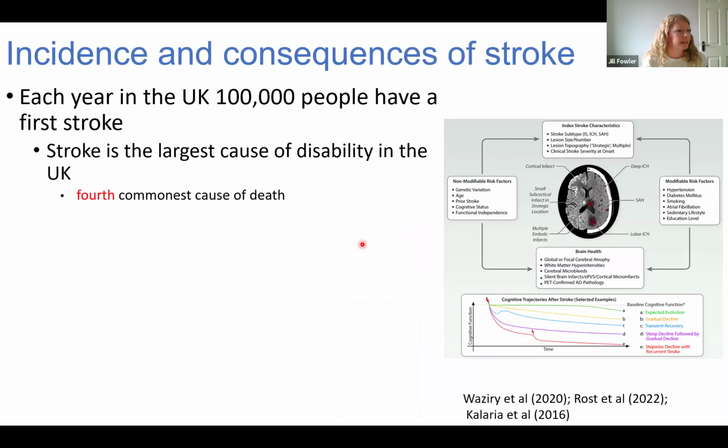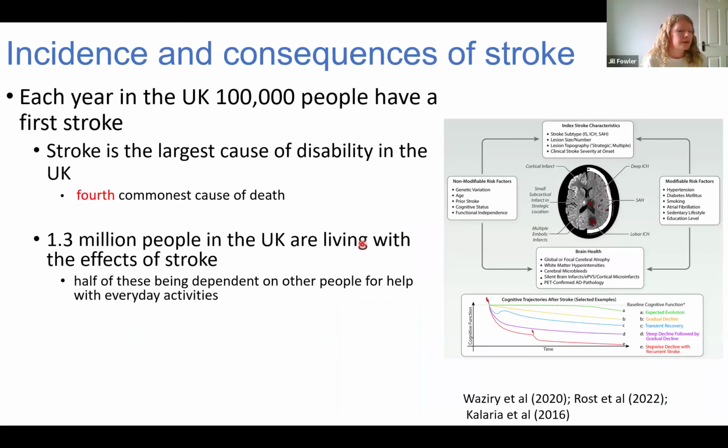So in terms of the incidence and consequences of stroke, each year in the UK, we have over 100,000 people with a first stroke. So stroke is a leading cause of disability and the fourth commonest cause of death. But we do actually have greatly improved treatments for the acute management of stroke. So we have treatments such as mechanical thrombectomy and clot busting drugs.